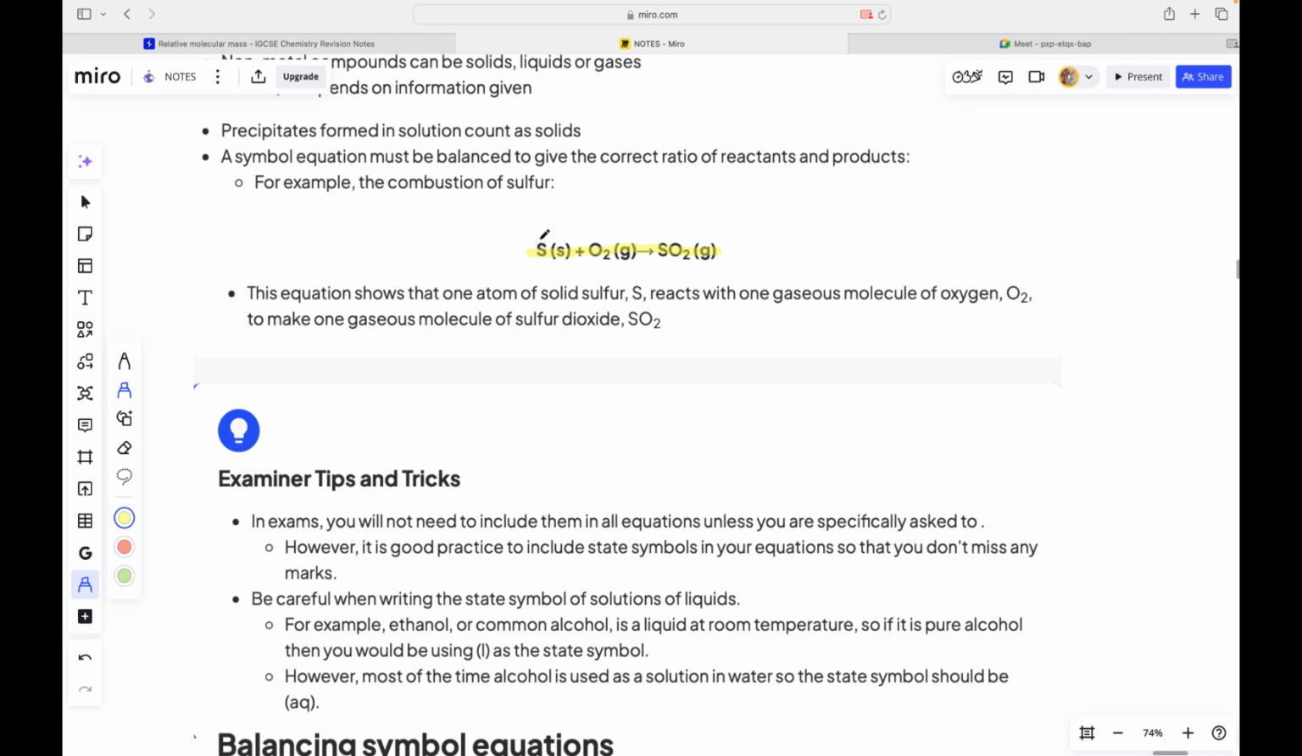How do you balance the chemical equation? You can see on the left, the reactant side, there's only one atom of sulfur. On the right, the product side, there's also one atom of sulfur. So sulfur is balanced. You look at oxygen. How many atoms of oxygen are on the reactant side? 2 atoms of oxygen. How many on the product side? 2 atoms of oxygen. So it's balanced. Balancing a chemical equation means checking the number of atoms on the reactant side and the product side. If they are the same for every element, then the equation is balanced.